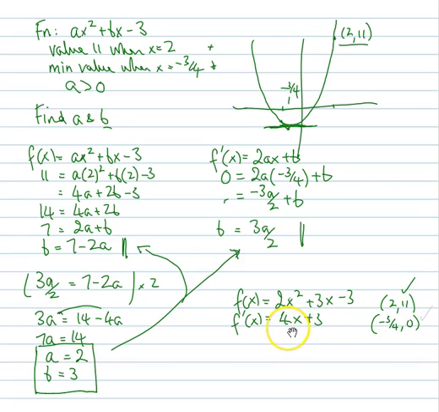And we're also told that the derivative is 0 at x equals minus 3/4. So minus 3/4 times 4 is just minus 3, plus 3 is 0. Yep, we're right.